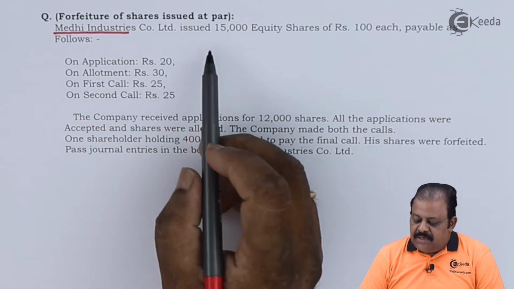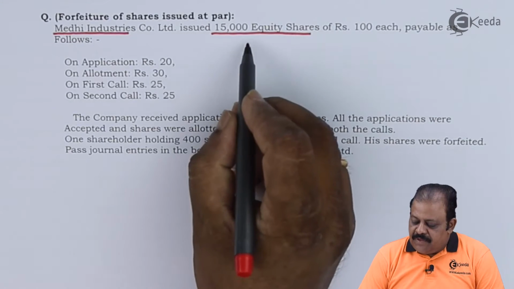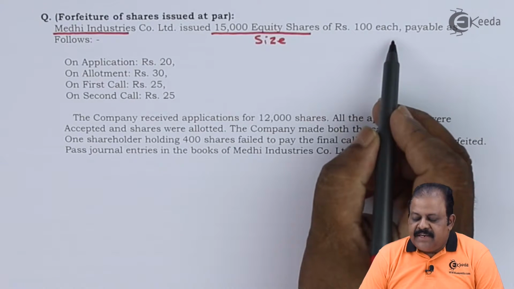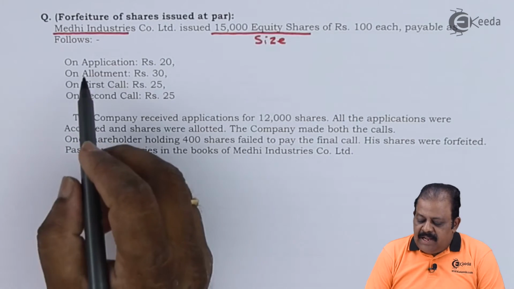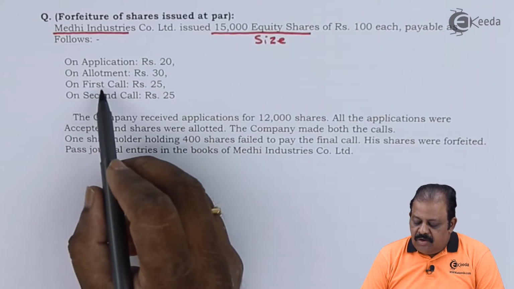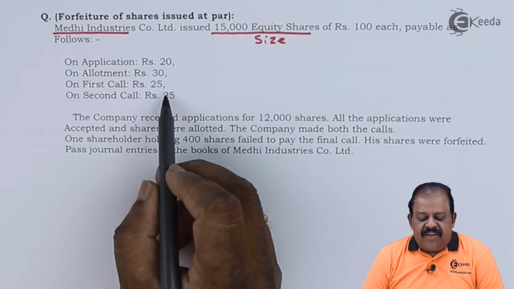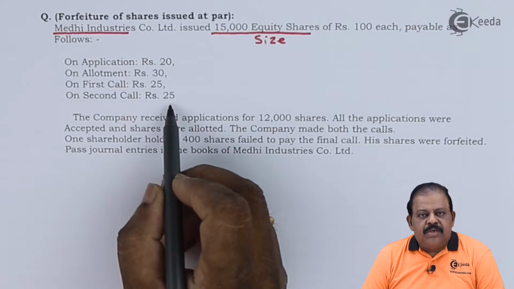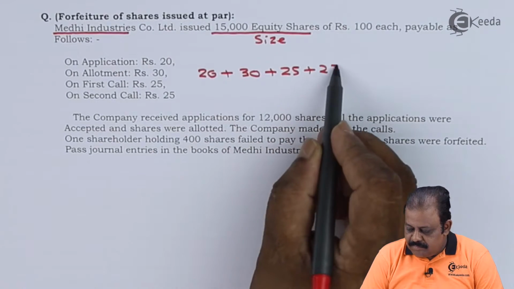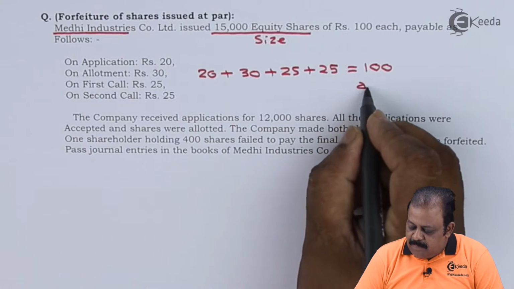Medhi Industries Company Limited issued 15,000 equity shares. The size of issue is 15,000 equity shares of rupees 100 each, payable as follows: on application 20, on allotment 30, first call 25, second call 25. We can add these. It is rupees 100, that is, the issue is at par.